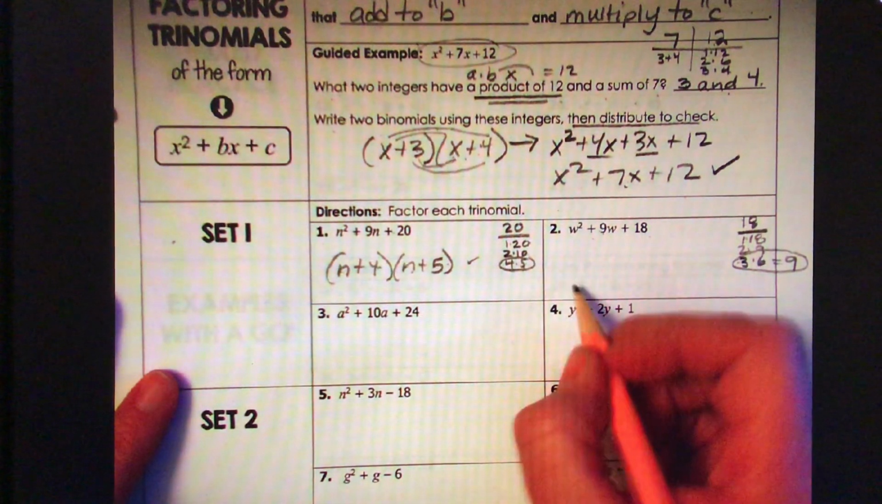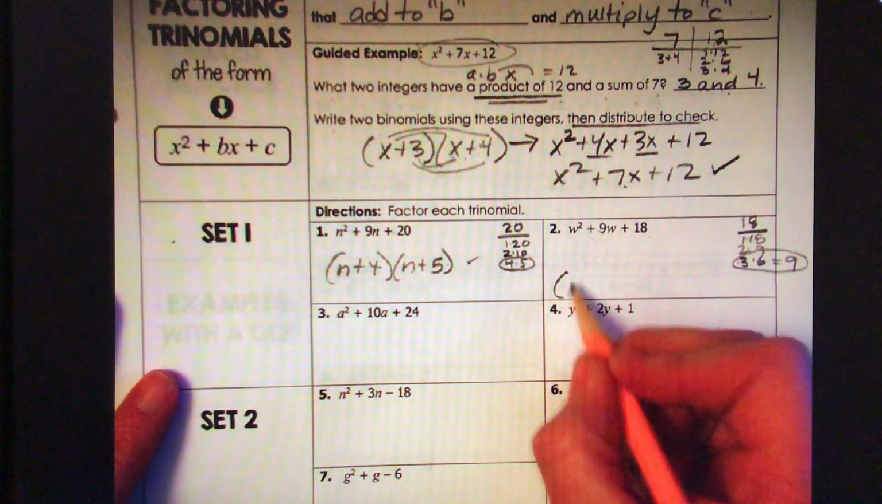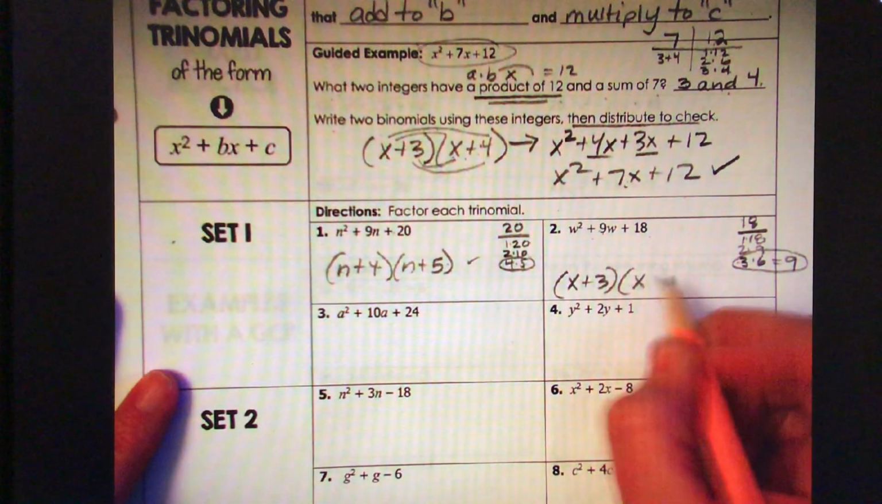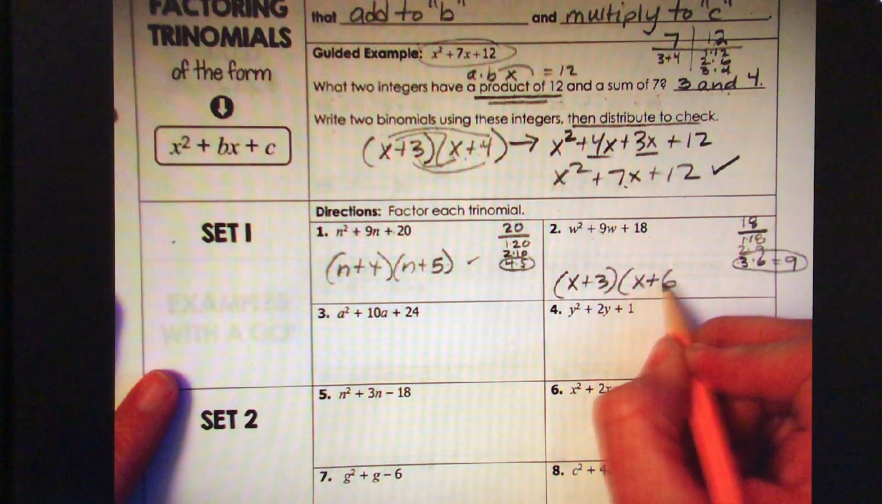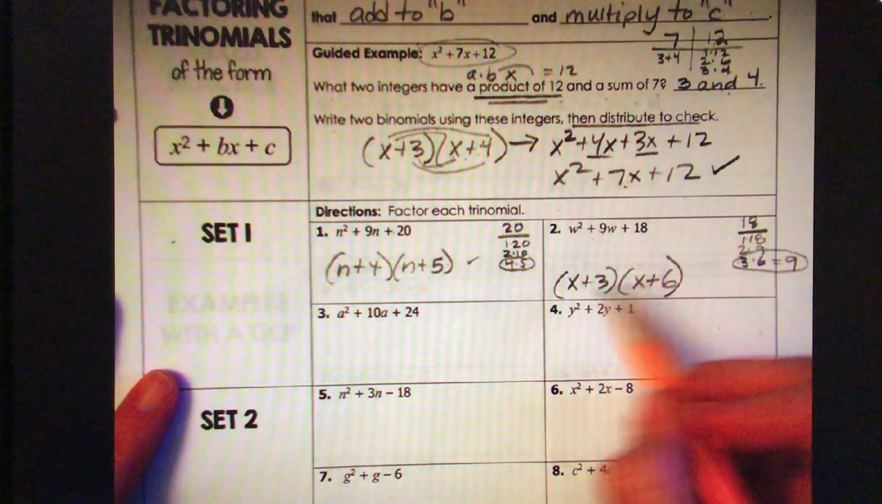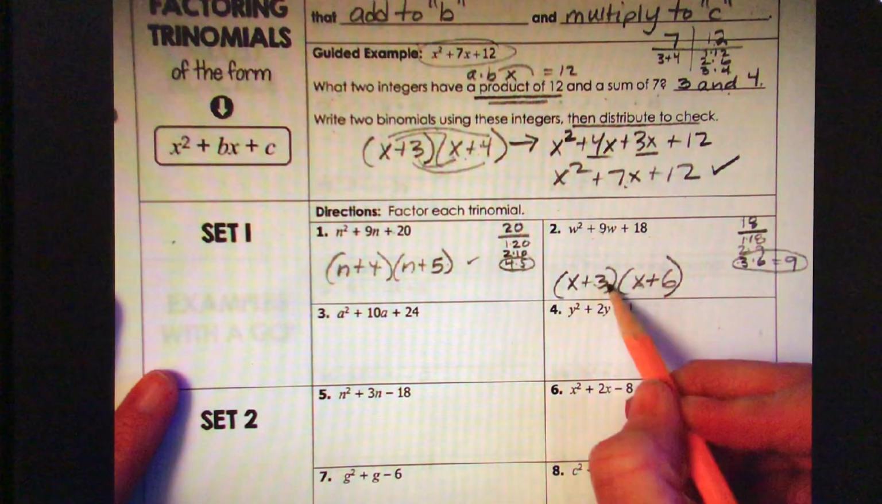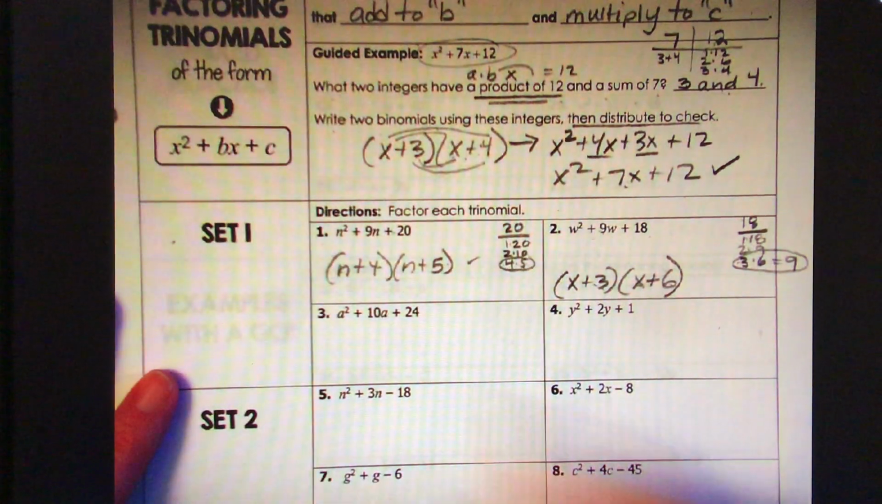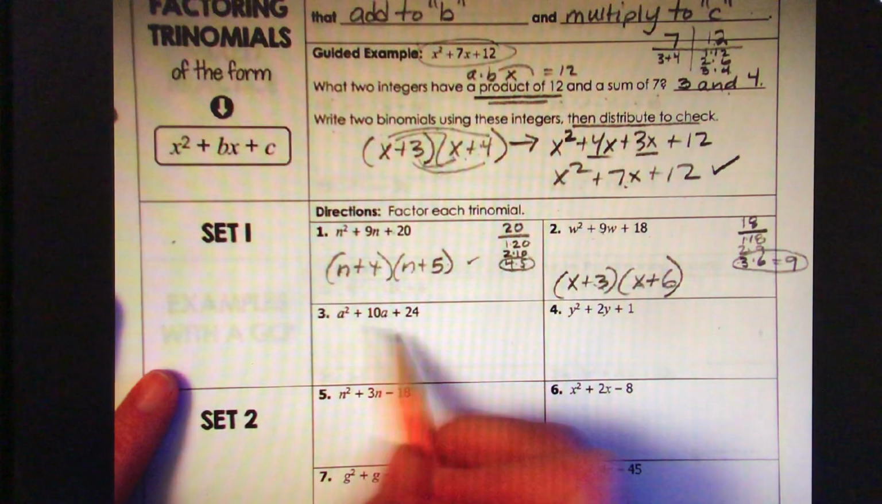And they're both addition signs, so I'm strictly going to add both of the factors together. Voila. x plus 3, x plus 6. 3x, 6x, 18, 3 and 6. Yep, that's going to work out. Great.